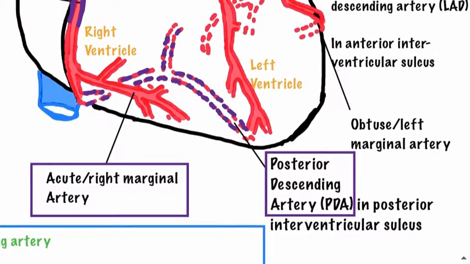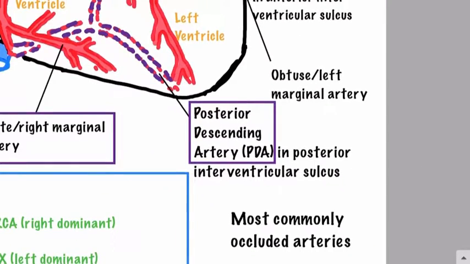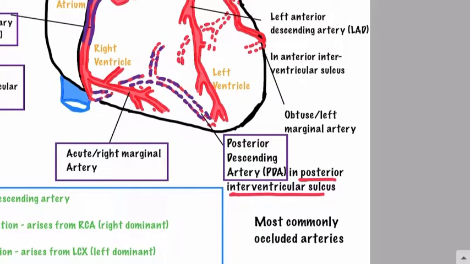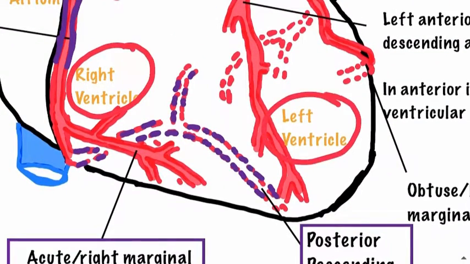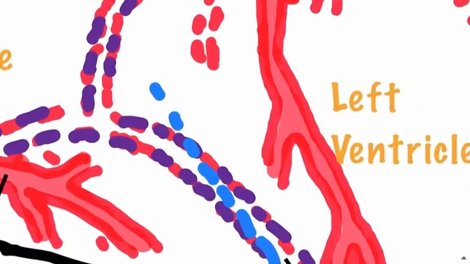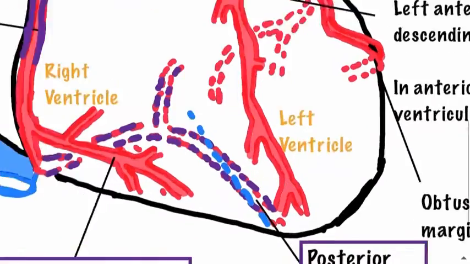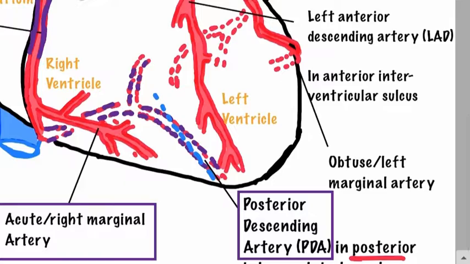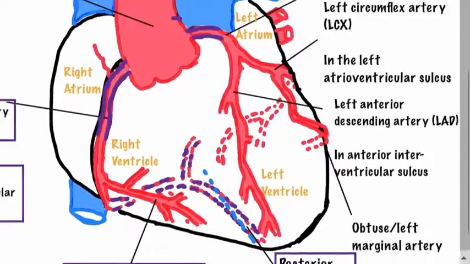of the individuals. And you should know that the posterior descending artery runs in the posterior interventricular sulcus. Guys, what is the posterior interventricular sulcus? It's again a groove that is between the right ventricle and the left ventricle on the posterior surface of the heart. So guys, we can say that this is the groove on the posterior surface of the heart between the right ventricle and the left ventricle, along which the PDA runs. This is the posterior interventricular sulcus. So this is all about the right coronary artery.